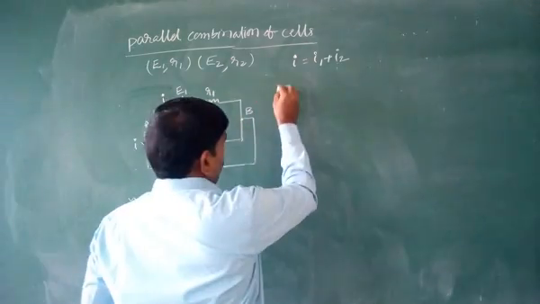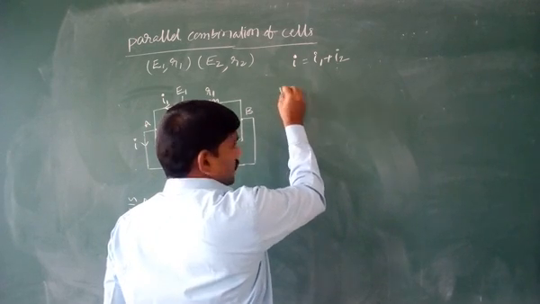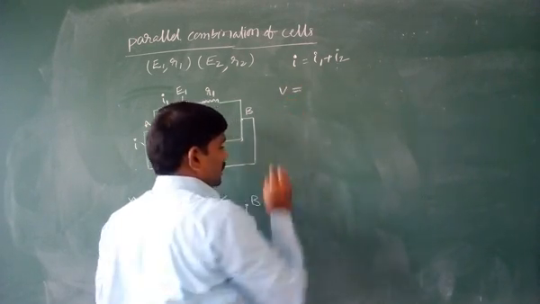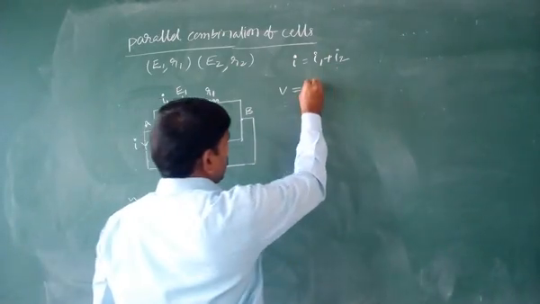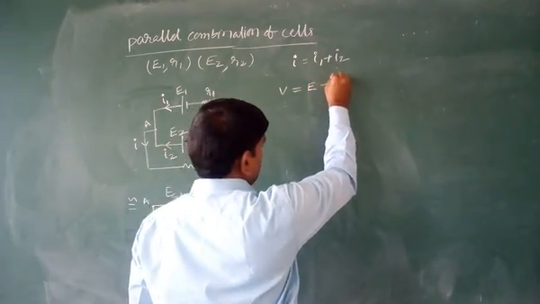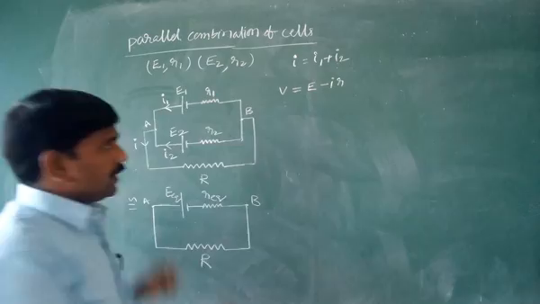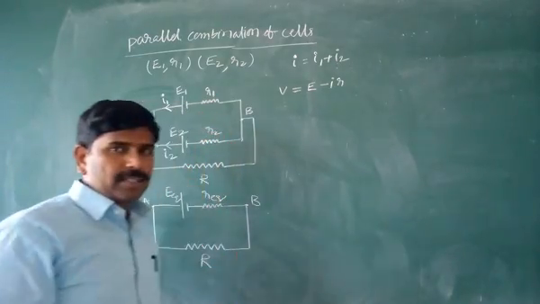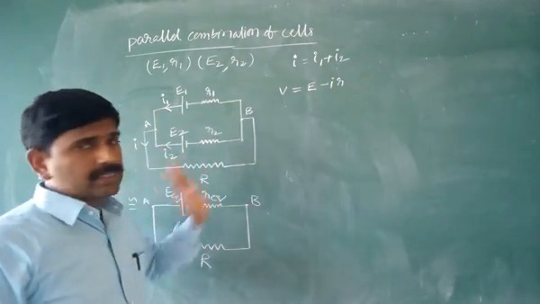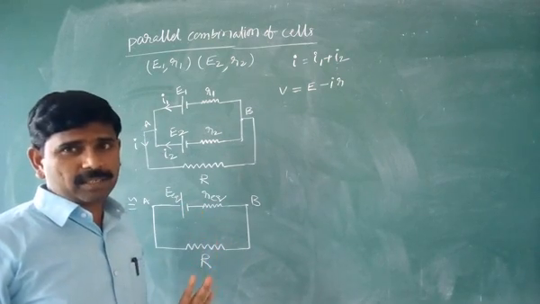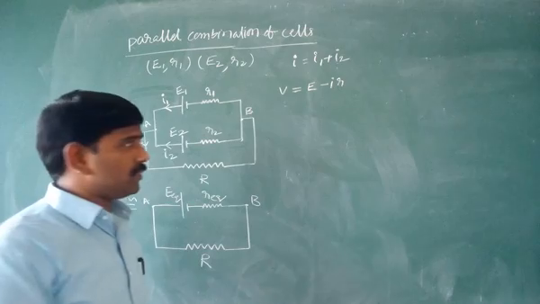So, according to the terminal voltage expression, V is equal to E minus I into R. Here two cells are there, and the potential difference, that is nothing but the terminal voltage, is the same. Potential difference is the same in case of the parallel combination of the cells.